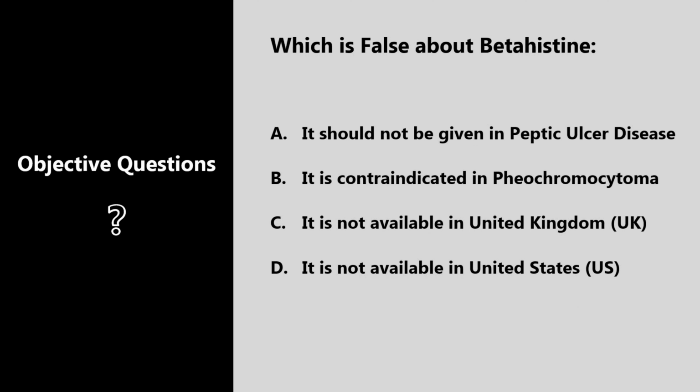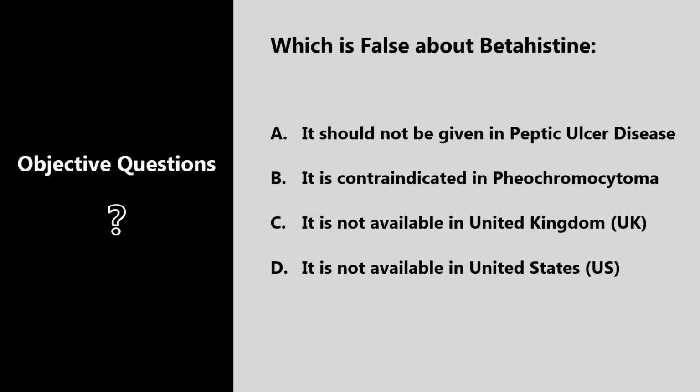Which is false about betahistine? A. It should not be given in peptic ulcer disease. B. It is contraindicated in pheochromocytoma. C. It is not available in United Kingdom. D. It is not available in United States.